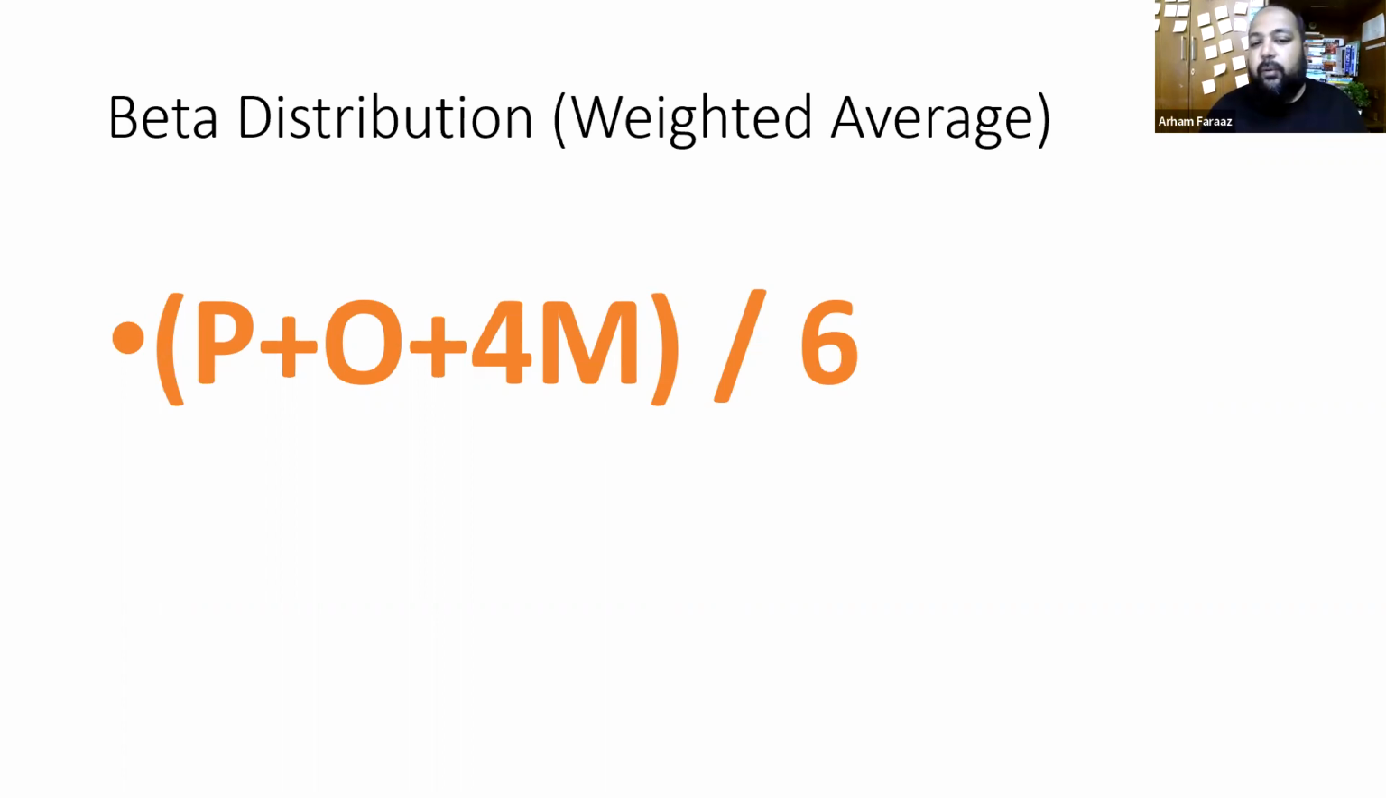Remember the formulas. You have to memorize all of them: the triangular distribution, average mean, the weighted distribution, beta distribution, and then the ranges and the standard deviation. So totally 4 formulas, right?